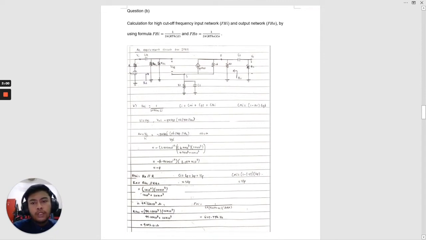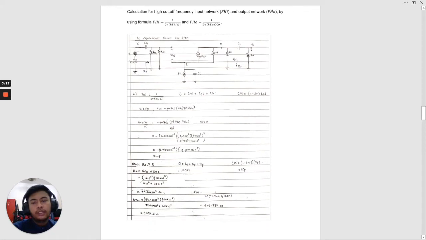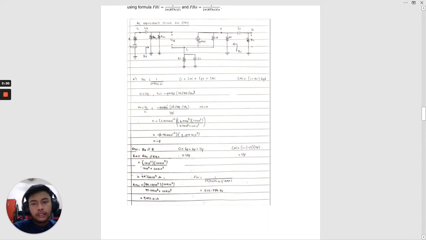So we use the formula of frequency, which is 1 over 2 pi RC. So for FHI is 1 over 2 pi RTHI CI, which is input capacitor. And then for FHO is 1 over 2 pi RTHO CO. FHI is for input and FHO is for output.